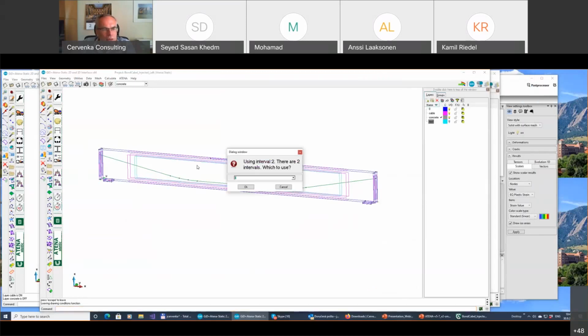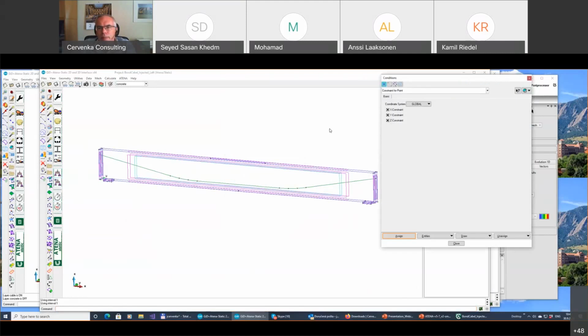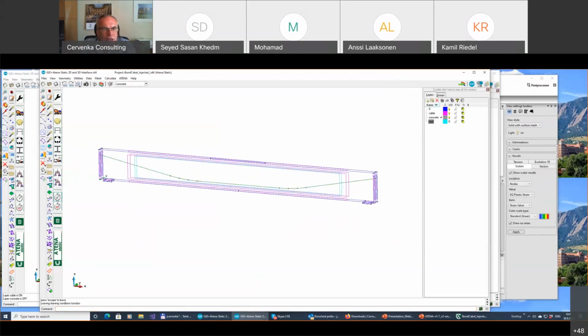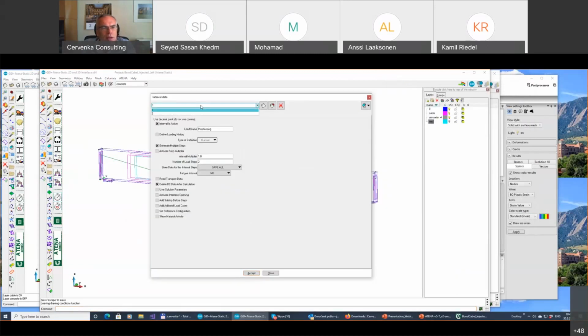And one more thing, I wanted to show you how this prestressing is applied. So I go back to the first interval where we have the prestressing applied. And I look at the prestressing for reinforcement line load. This is the start node, 1000 MPa. So this is now clear. So let's summarize the loading history. This is done in ATENA by this interval data. So in this situation, we have two intervals. One is interval with prestressing and dead load. And the second interval is that we keep increasing this line load up to failure.